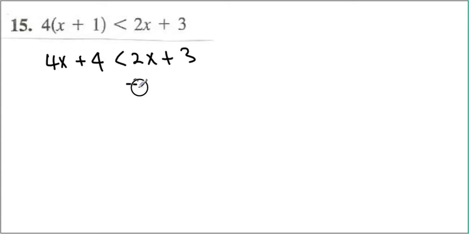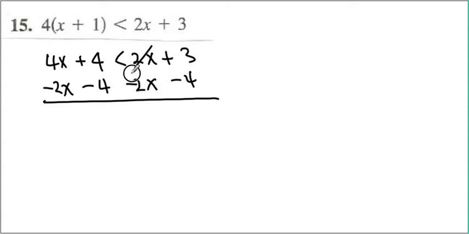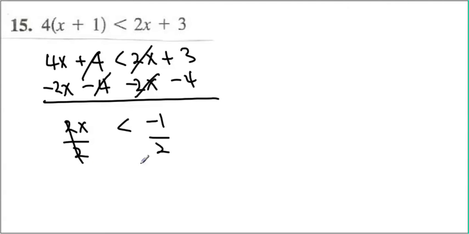and then we can subtract 2x. At the same time, subtracting 4. Then these two cancel out, and so do these. So we end up having 2x, which is less than -1. Then dividing it by 2, then x will be less than -1/2.